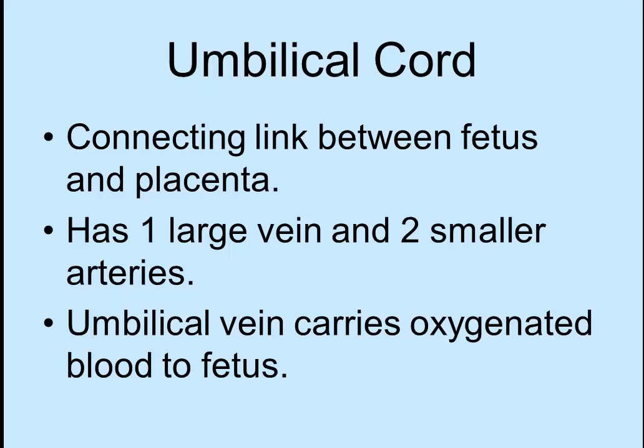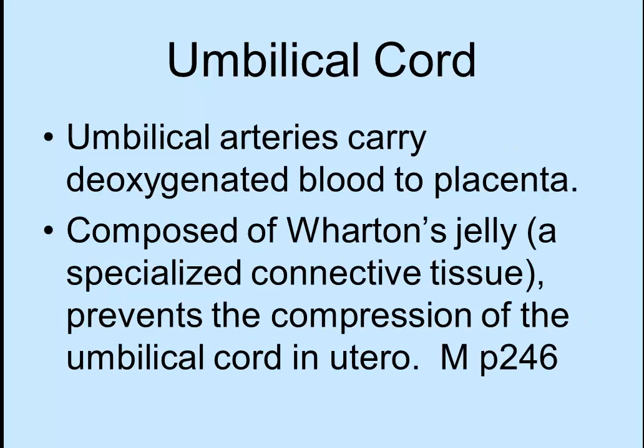Again, we've talked about it, but it has one large vein and 2 smaller arteries. That's something that we're looking for after each and every delivery. The umbilical vein carries oxygenated blood to the fetus. The umbilical arteries will carry the deoxygenated blood to the placenta. It's composed of Wharton's jelly, which is, again, a connective tissue that prevents compression of the umbilical cord in utero.